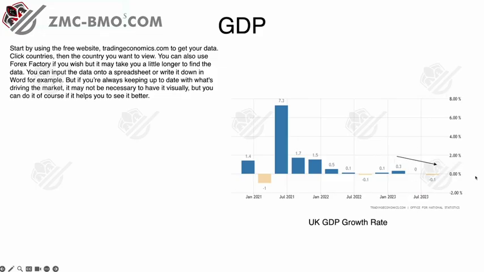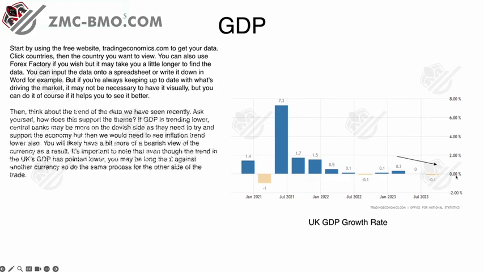This is just the direction of that data over the last few prints there. Then think about the trend of the data we have seen recently. Ask yourself, how does this support the theme? Again, like I mentioned, the theme gives you a good framework to work out what data to consider, because there's so much data. You're probably thinking, what data do I even watch?